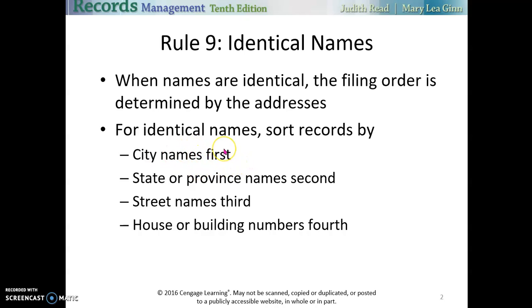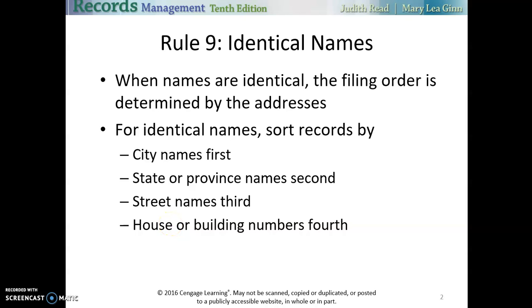So if we have two John Smiths, one lives in Harrisburg, one lives in Mechanicsburg, then John Smith in Harrisburg would be filed before John Smith in Mechanicsburg. If we have two John Smiths in Harrisburg, then we would go to the state. And if the state is the same, then you go to the street. And then finally, if the streets happen to be the same, then we would go to the house number or the building number. That's the fourth.